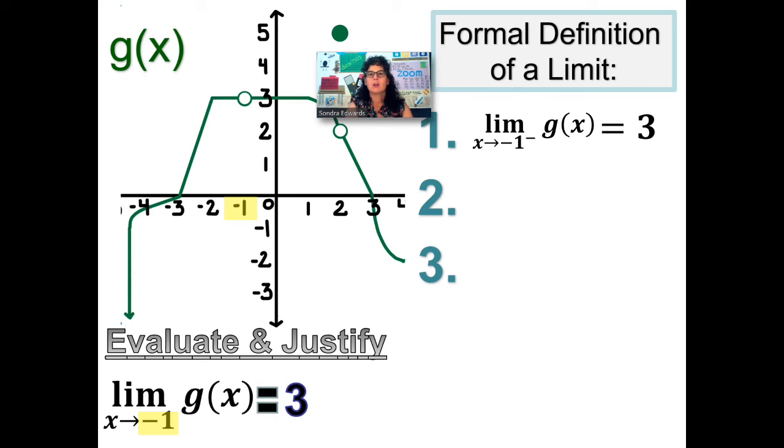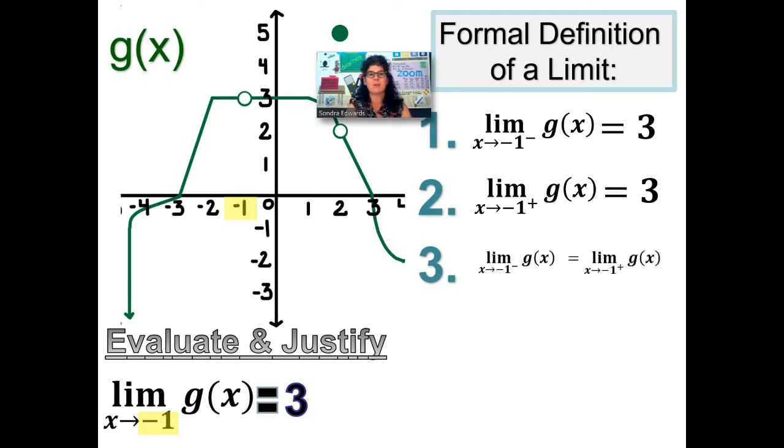Number 2, we want to find the limit as we approach negative 1 from the right. So we have to write the notation there, and then I'm looking, we're moving in from the right, and notice as we get closer and closer to x equals negative 1, we are heading to a height of 3 again. Step 3, we want to be able to say the limit from the left is the same as the limit from the right. And they are. The limit from the left was 3 and the limit from the right was 3, so 3 equals 3. So now we can declare, therefore, the limit as x approaches negative 1 of g of x is equal to 3.